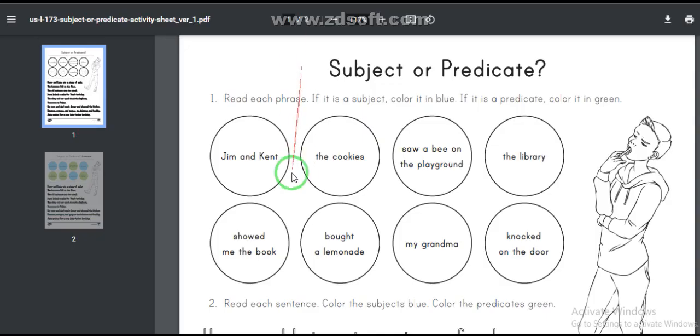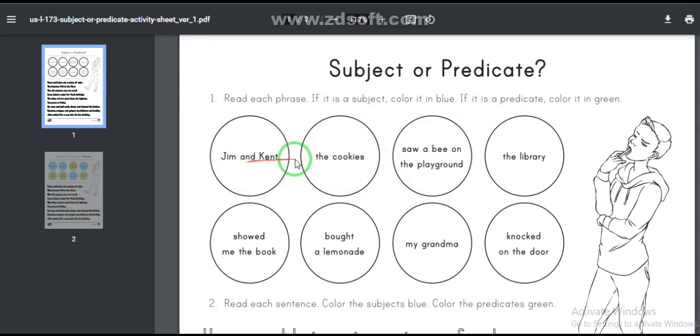Now I want to do this exercise here. Okay, this exercise is not in your books. We're going to do it only here. Okay. Number one, read each phrase. If it's a subject, color it blue. If it's a predicate, color it in green. Okay, we're not gonna color because here I don't have colors to color with. So I'm just going to say if it's going to be subject or predicate. Okay, complete subject or complete predicate.